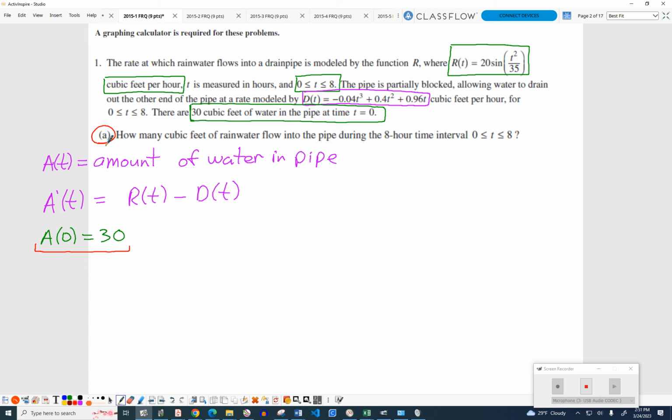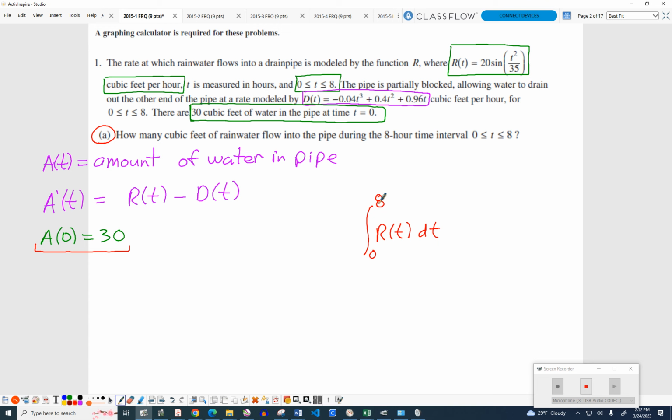So the amount of water flowing into the pipe. What I need to do is take the rate at which water flows in and multiply that by time. That will give me how much water flows in, but I need to do it over the 8-hour time period. So that's what I'm looking to do. I grab my calculator and figure it out.